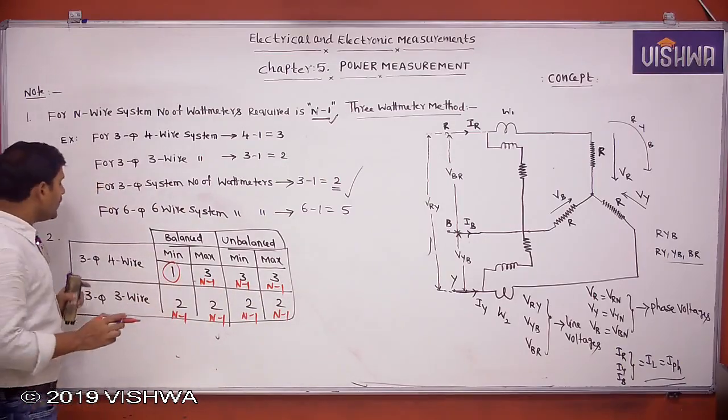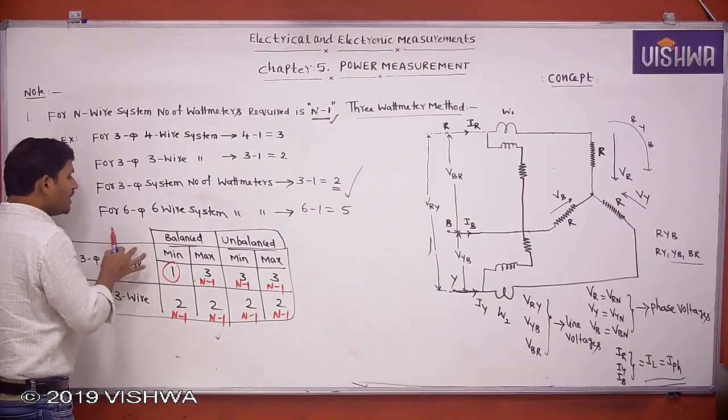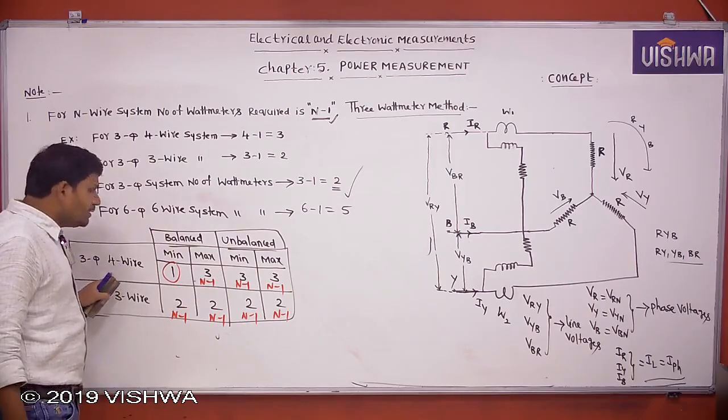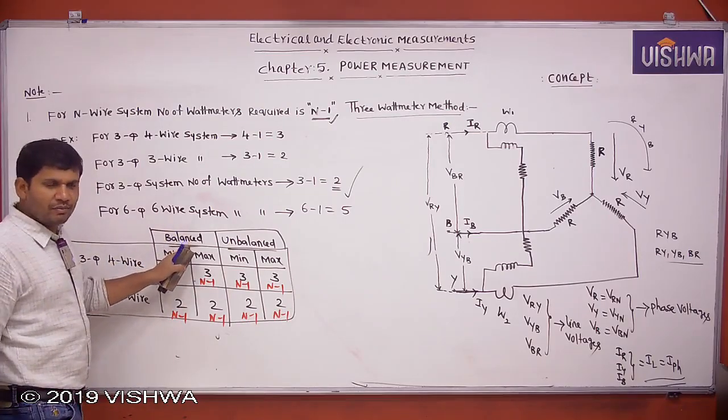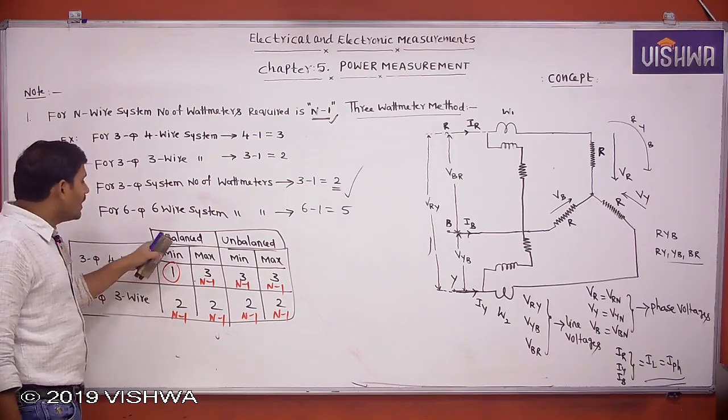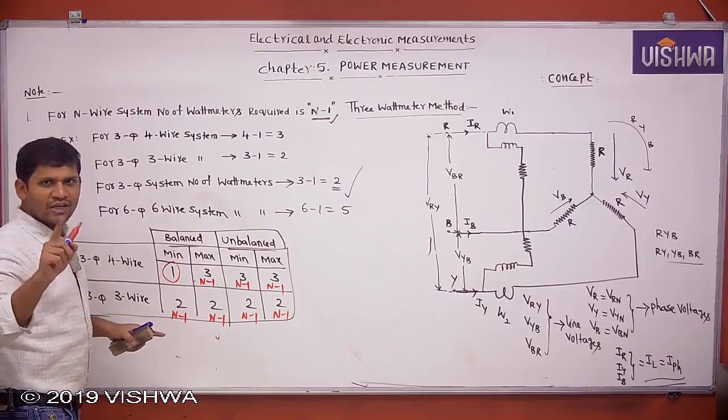That means, if it is mentioned that it is a 3-phase 4-wire balanced system, if the neutral is present and it is a balanced system, the minimum number of wattmeters is 1. Why? If the neutral is available, we can measure the single phase power.